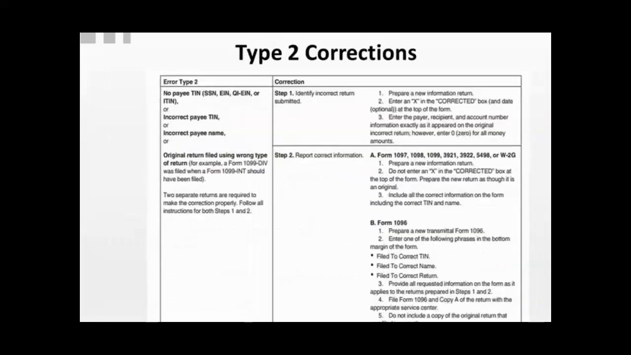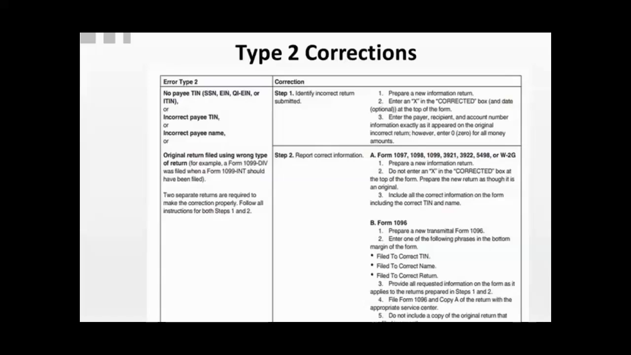Type 2 corrections are things where there was no payee tax ID number, that's the Social Security number, employer ID number, and so on, or it was incorrect, or the name was incorrect, or an original return was filed using the wrong type of return. Oh, by the way, if a return was filed and it should not have been, on the type 1 error, you simply enter all the correct information for the recipient and the issuer, and you enter 0 in all the money boxes so that it completely cancels out that form that should not have been filed.